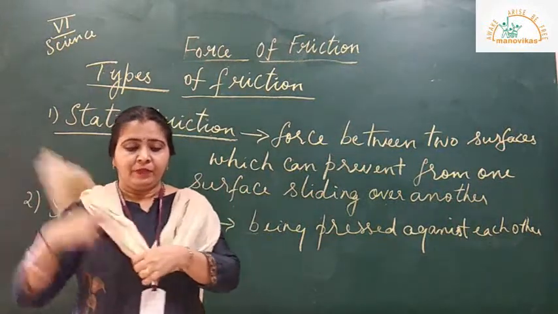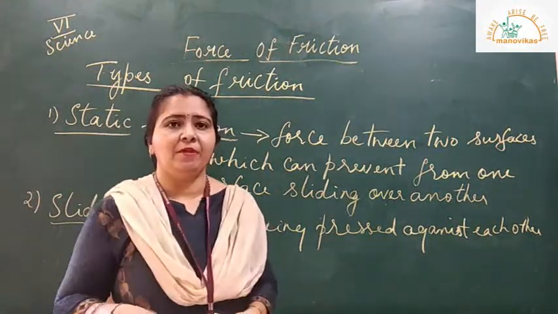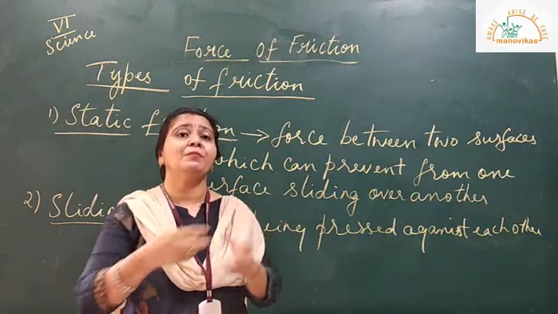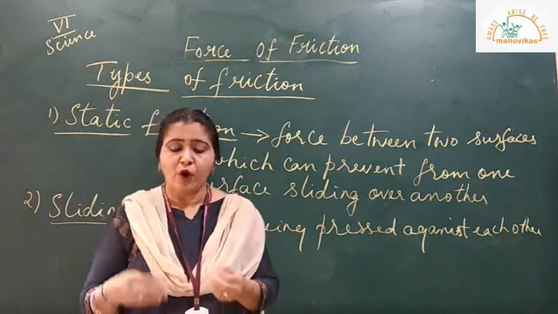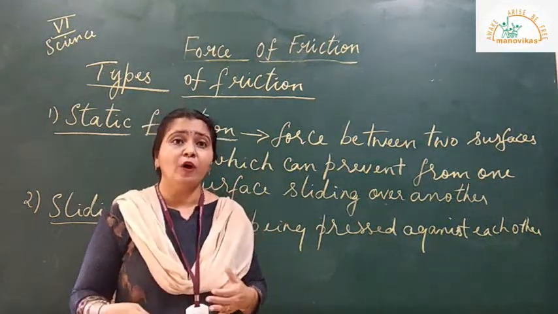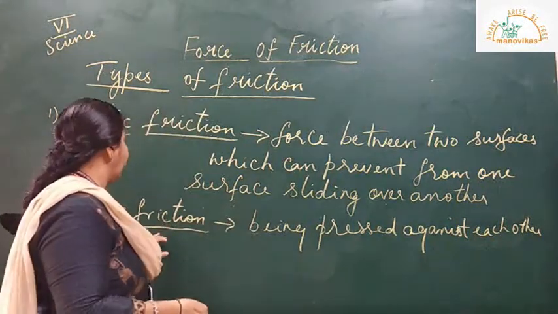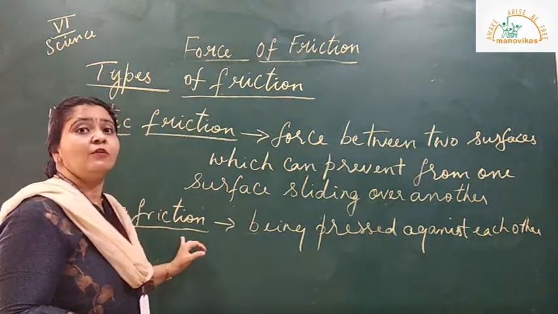For example, a book being slid on a table or a washing machine being pulled along the floor. All these are examples of sliding friction.